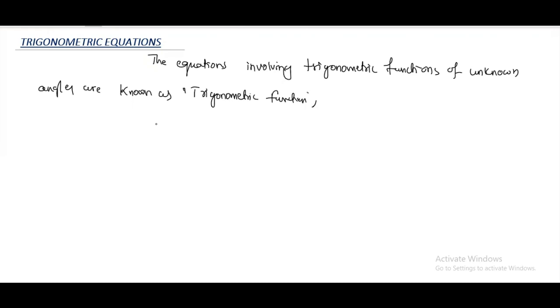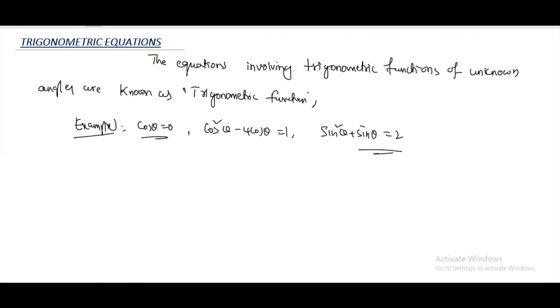Generally, if I take examples, cos theta is equal to 0. This is one trigonometric equation. Or cos square theta minus 4 cos theta is equal to 1. This is one trigonometric equation. Sin square theta plus sin theta is equal to 2. This is one equation. Here, the first one is a linear equation in terms of cos theta. The second one is a quadratic equation in terms of cos theta. The third one is a quadratic equation in terms of sin theta. So these are different kinds of equations, but all involve trigonometric functions.